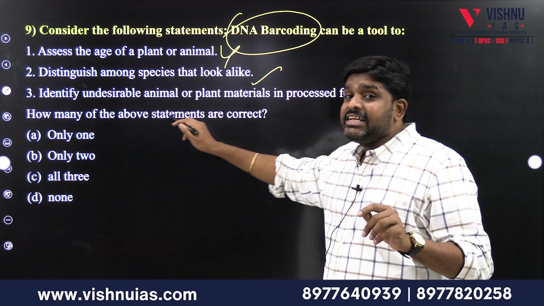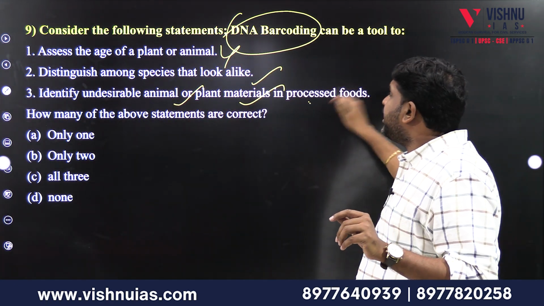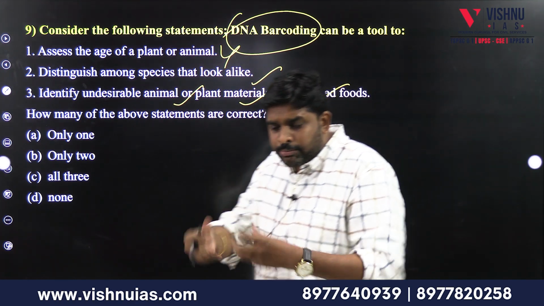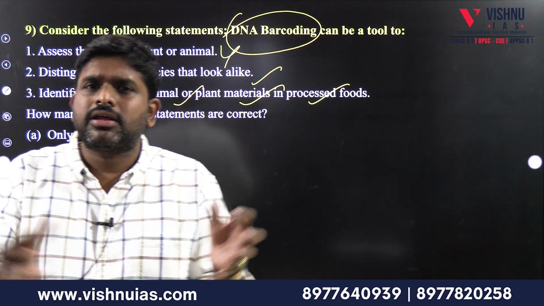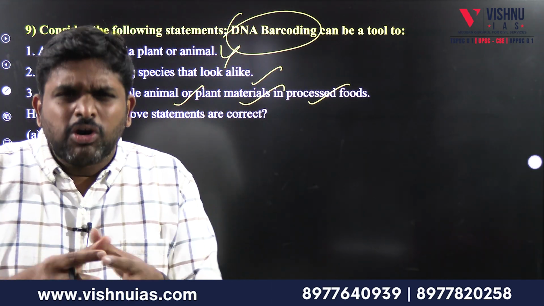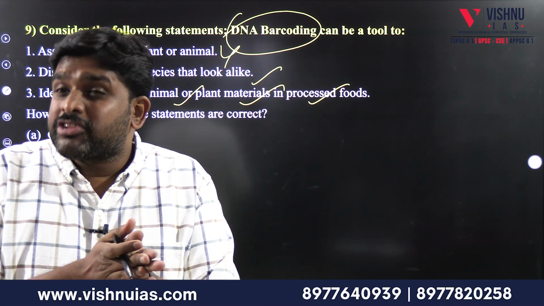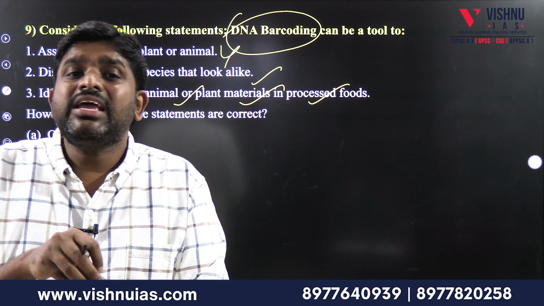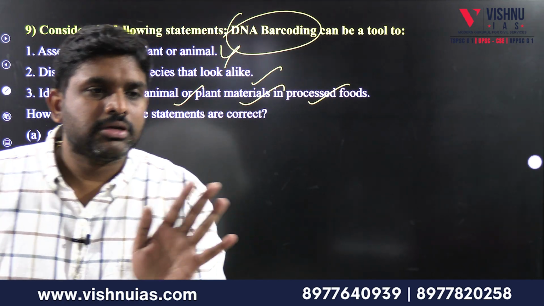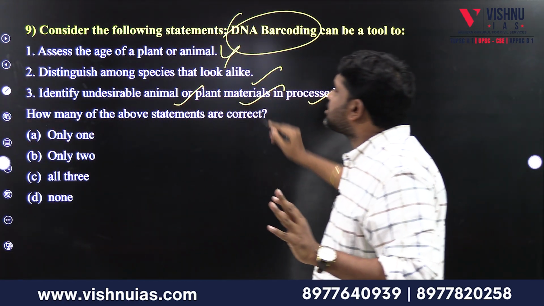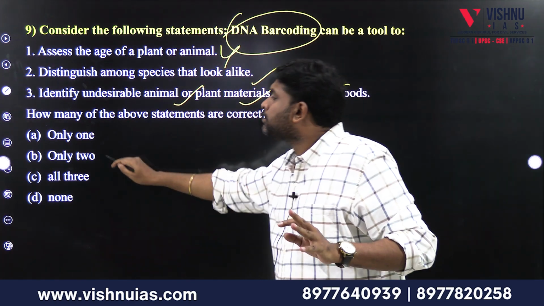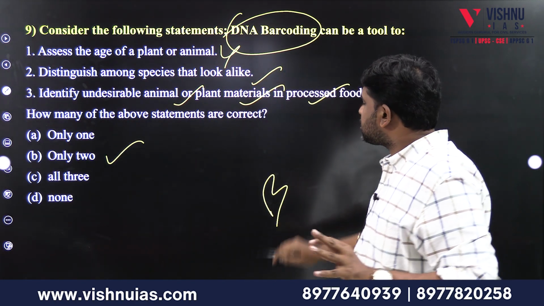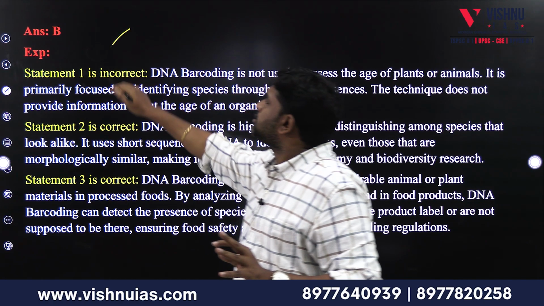Third, undesirable animal or plant materials in processed food. When the processed food is there, like for example beef, mutton, or chicken, through the DNA barcoding we can understand how many unidentified materials are there. Yes. So both are correct statements. How many of the statements are correct? Two. So the answer is B.